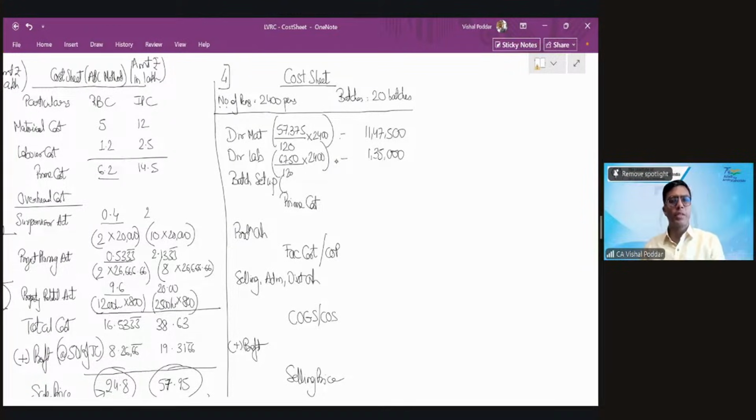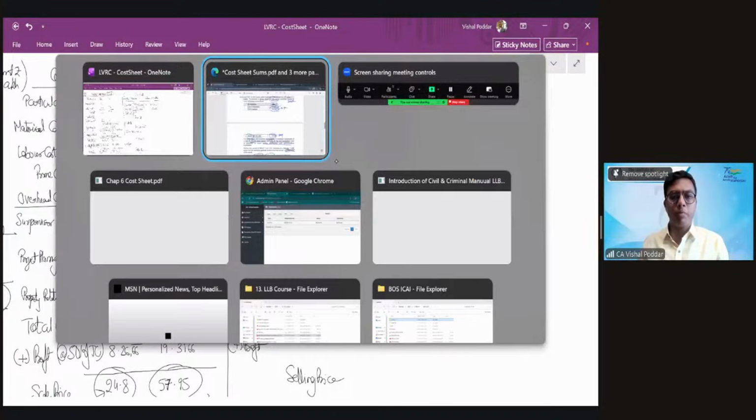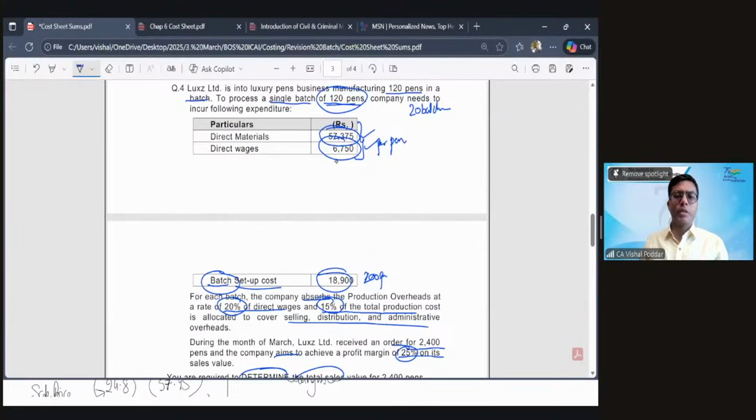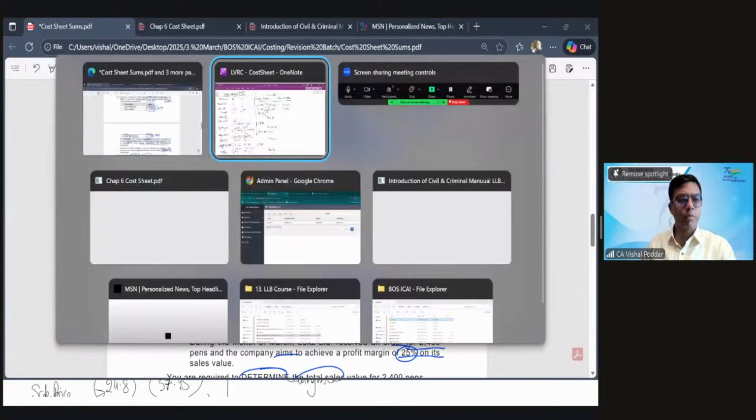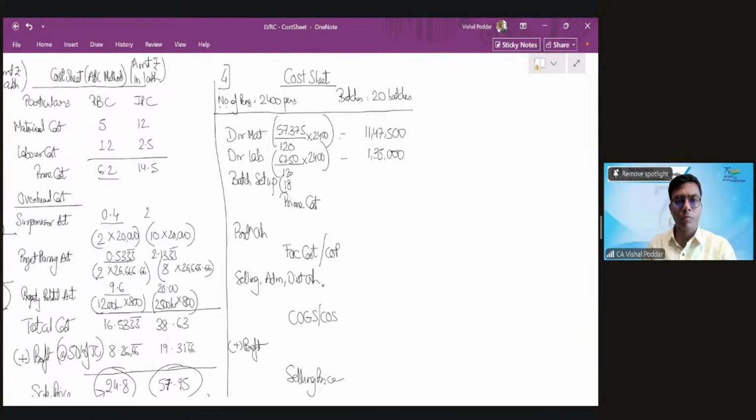Now, batch setup. This was for one batch, 18,900. Now we are going to have 20 batches. So 18,900 is for one batch multiplied by 20 batches. So how much it comes to, students? It comes to 3,78,000. Correct?